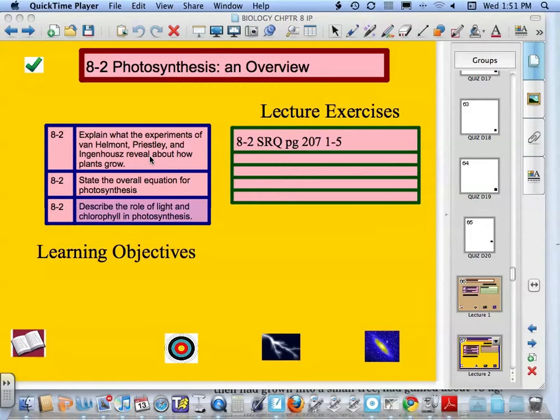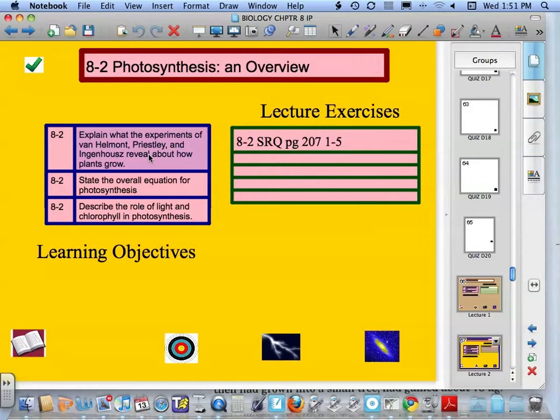Our objectives are to explain the experiments of Van Helmont, Priestley, and Ingenhousz, and tell what they explain about the plants and how they grow. Also, our goal is to state the overall equation of photosynthesis, and to describe the role of light and chlorophyll in photosynthesis. Our lecture exercises include section review questions numbers 1 through 5 on page 207.